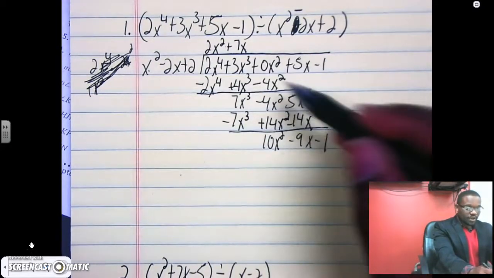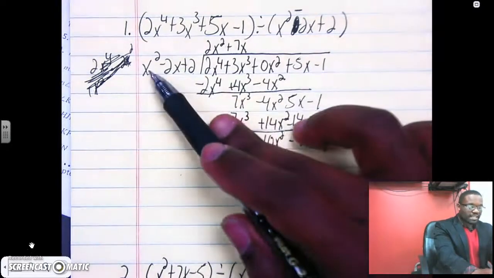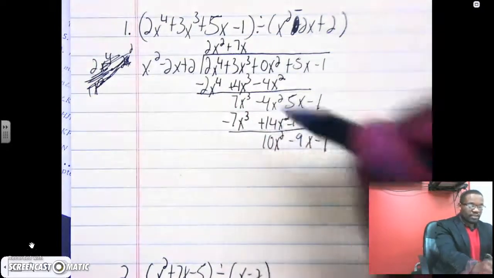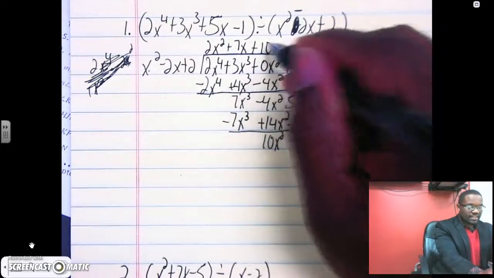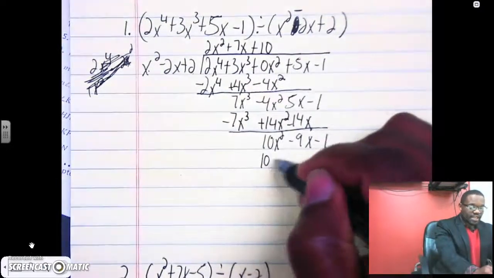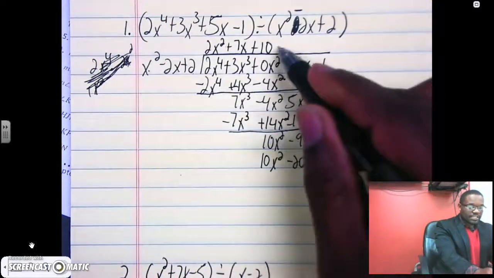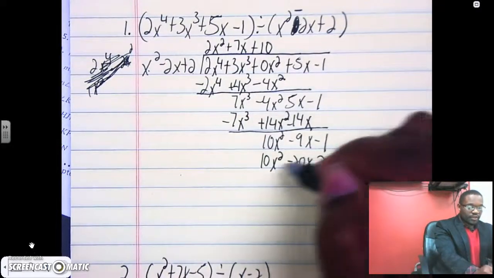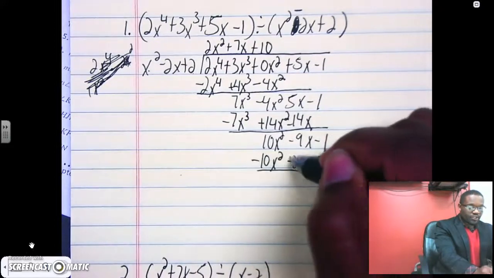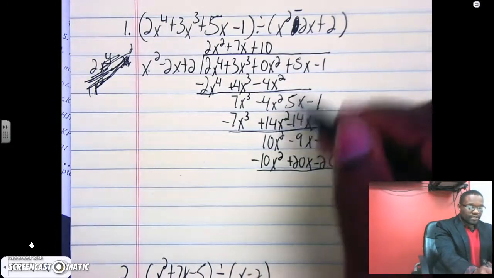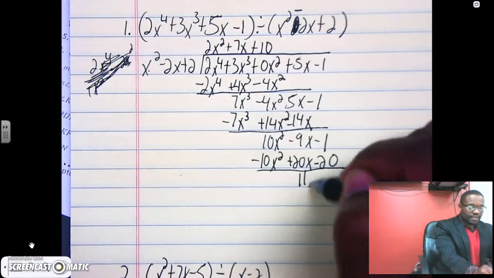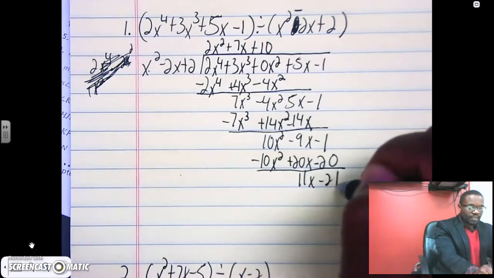And so I continue the process. What do I multiply x squared by to get 10x squared? And that is a 10. 10 times x squared is 10x squared. 10 times negative 2x is negative 20x. 10 times 2 is 20. Draw your line, change all your signs, and so those cancel out, and you're left with 11x minus 21.